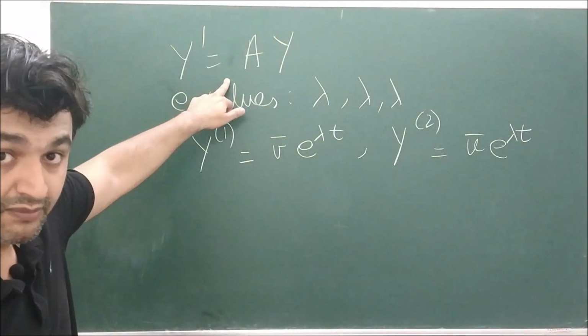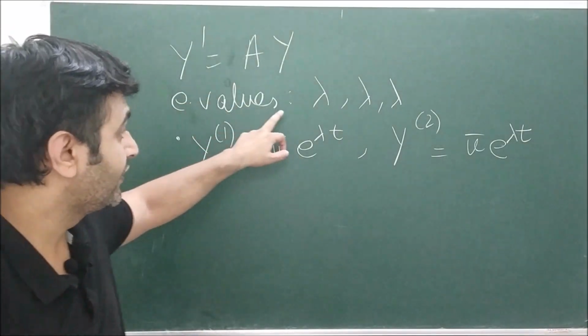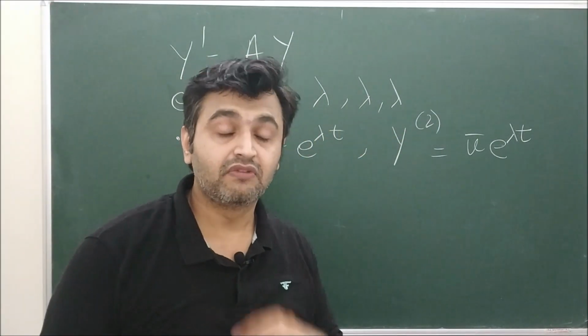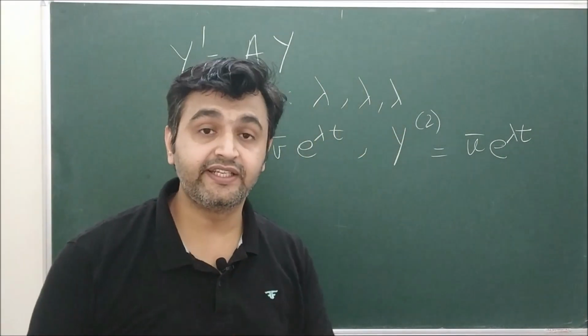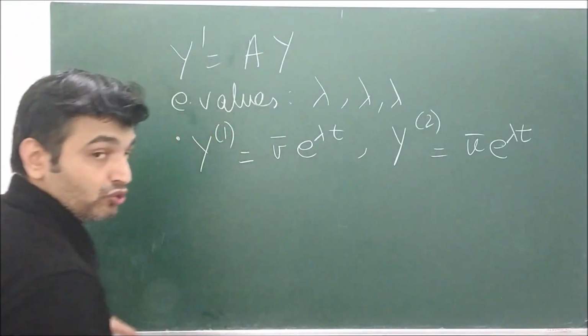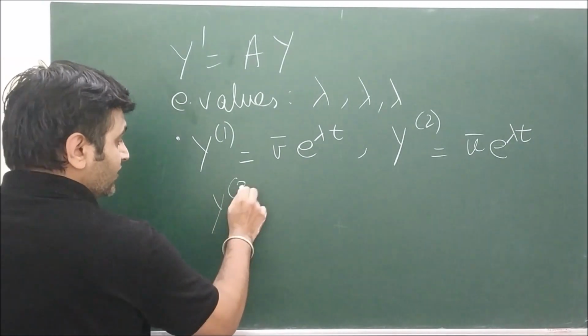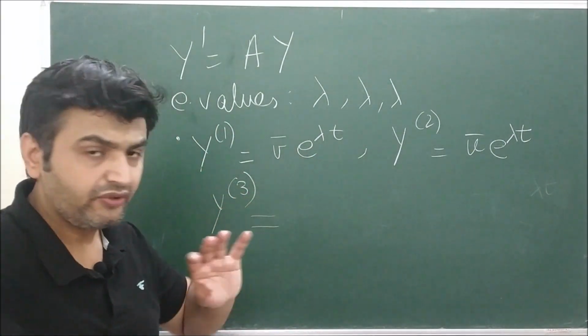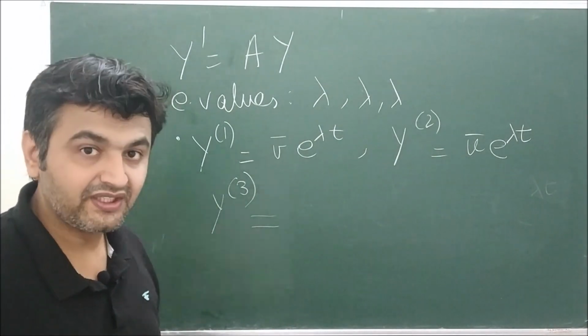So this is the system, suppose you have, it's a 3 cross 3 system, and you have the same eigenvalues, and you are getting 2 eigenvectors, u bar and v bar. Question is, how will you find your third linearly independent solution? So since for 2 independent eigenvectors, I have 2 solutions. Now what will be my third solution? So now the question is, what here you will choose, whether you will choose y1 or y2. Well, you don't choose y1 and y2, we don't do any discrimination.